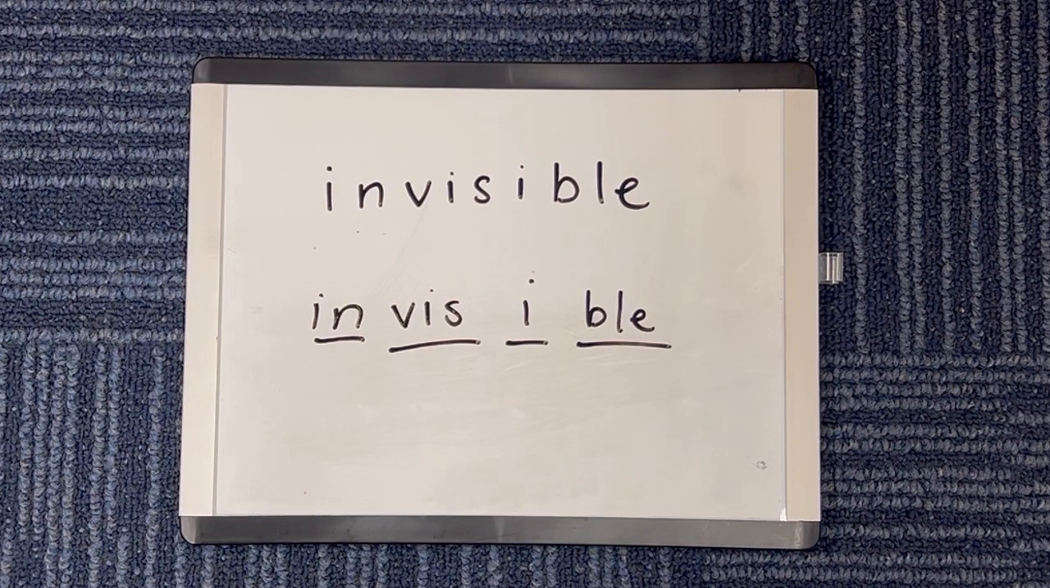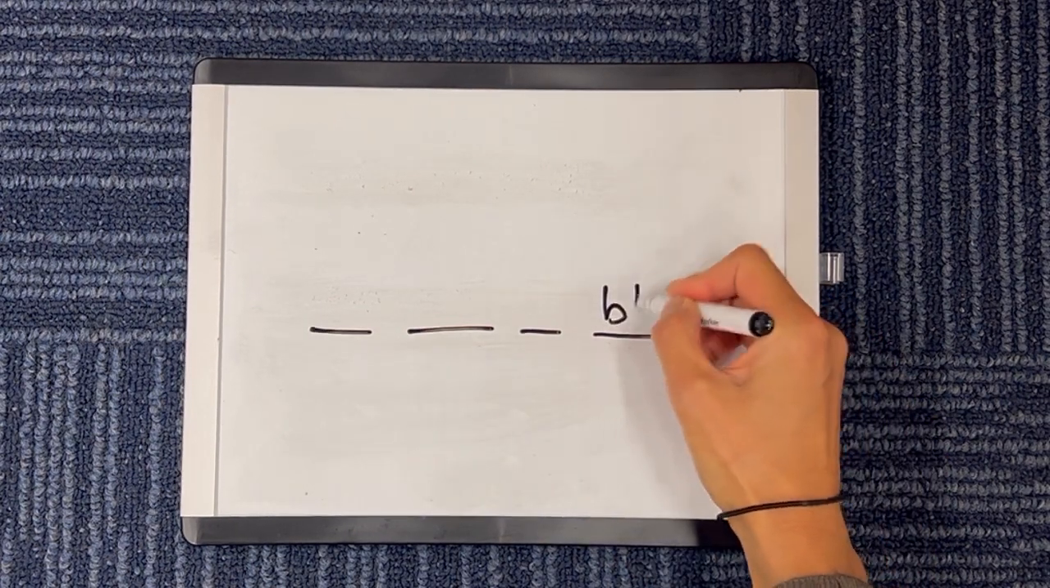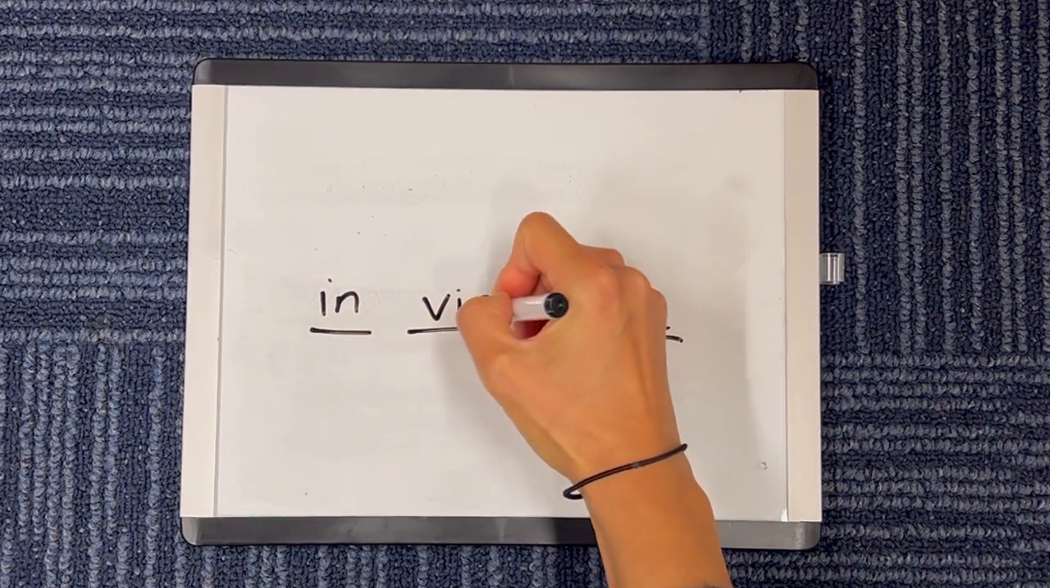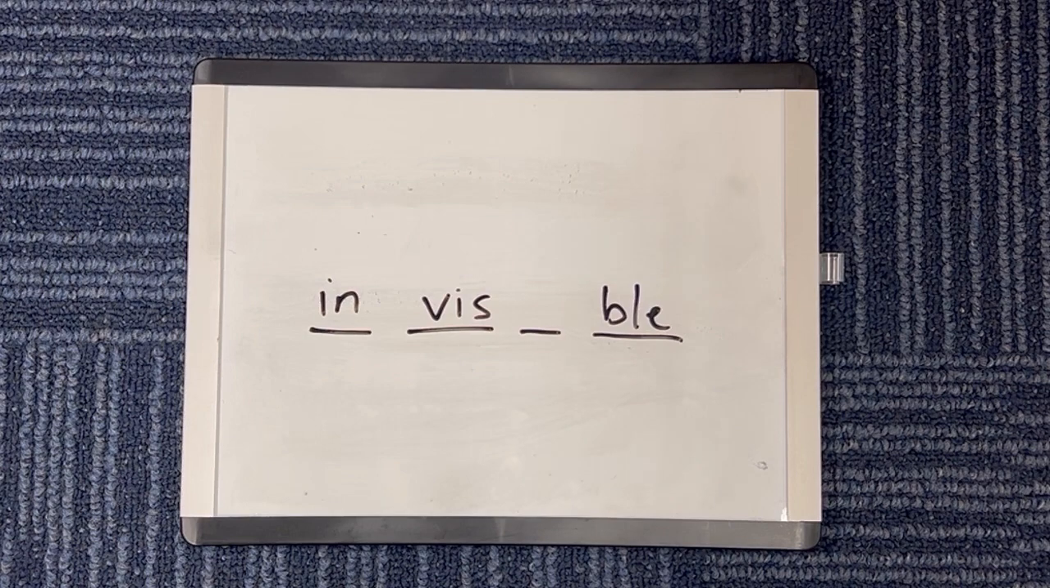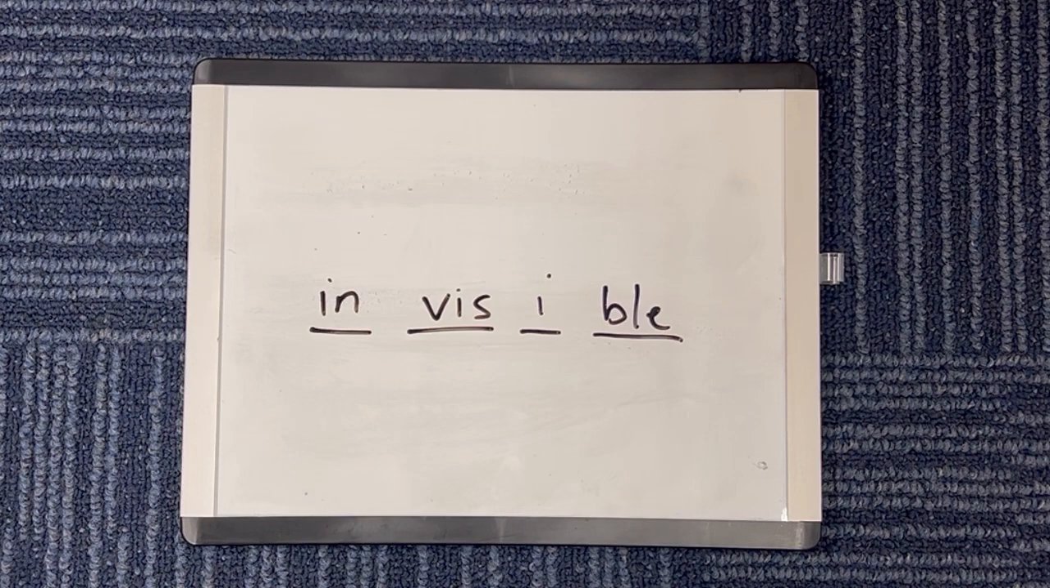Now I'm going to remove the word but leave the lines showing for each syllable. What's the last syllable and how do we spell it, Amy? Bull, and it's spelled B-L-E. What's the first syllable and how do we spell it, Ben? In, I-N. What's the second syllable and how do we spell it, Cara? Vis, V-I-S. What's the third syllable and how do we spell it, Daniel? And spelt with an I. How do we spell the whole word, Ben? I-N-V-I-S-I-B-L-E. So everybody on your whiteboard, write the word invisible.